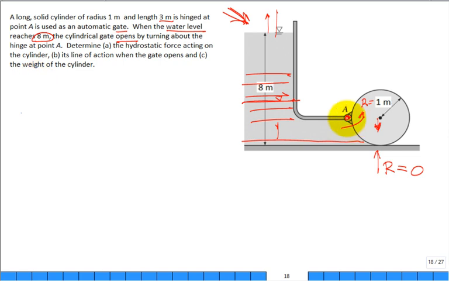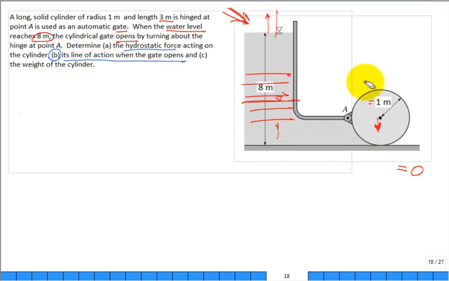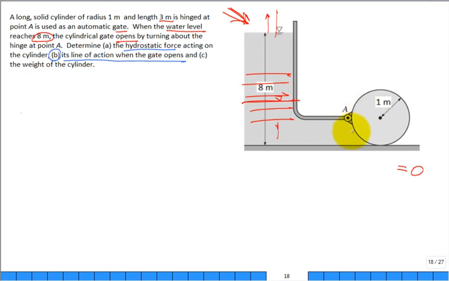Well, this is a curved surface. Let me change the color right here. That's submerged. It's not planar, it's curved. Actually, it has a constant radius, doesn't it? That's our curved surface. And so we want to calculate the force that the water exerts, the hydrostatic force acting on that cylinder. Let's take a look at part B right away. The force's line of action when the gate opens. What is the hydrostatic force's line of action? Let me do this to clean it up. Right here, I have a little section of that cylinder. The hydrostatic force is always perpendicular to the surface, isn't it?